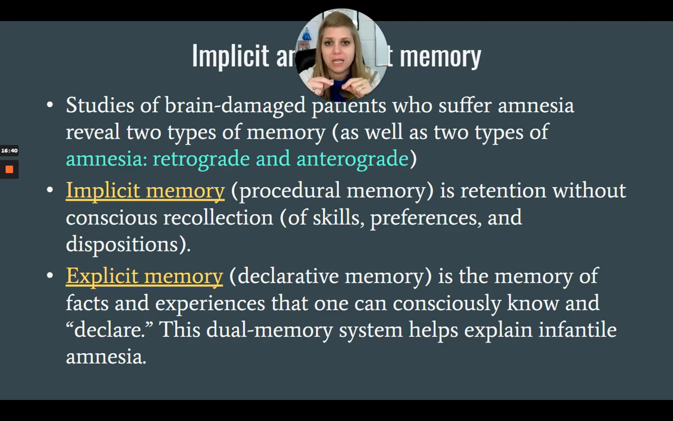Now, the other thing that can happen is differences in what's known as retrograde versus anterograde amnesia. Retrograde amnesia is the kind of amnesia that you see in movies and soap operas and TV shows, where a person has a brain injury and they forget who they are.